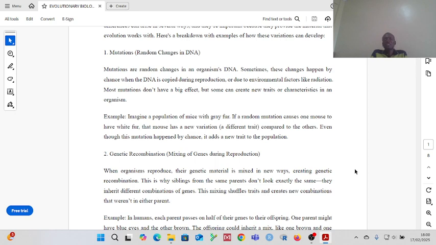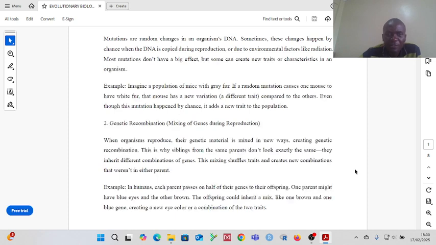But because it affected the region of the DNA which codes for the color of the coat of the mice, it will change from gray to white. That is a variation because it is now a different color. So a mutation in this case will have led to a change in coat color from gray to white. But most importantly, the mutation has occurred randomly.